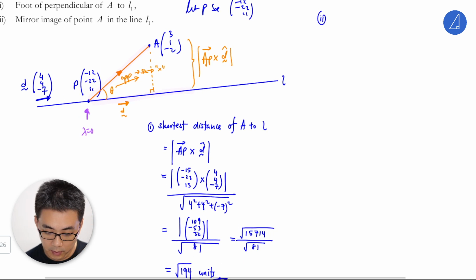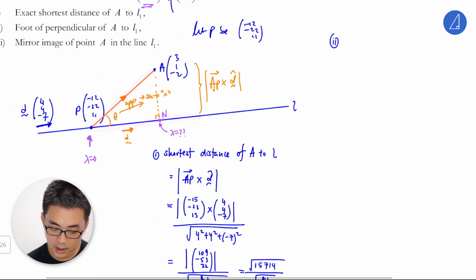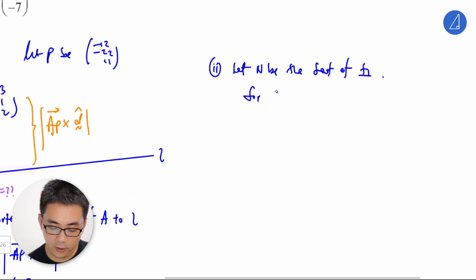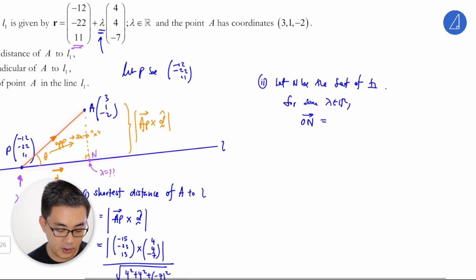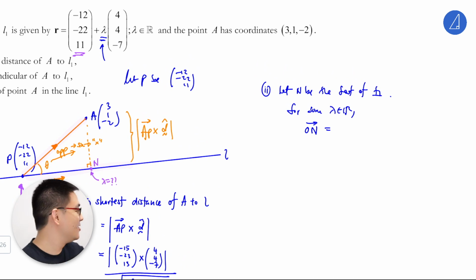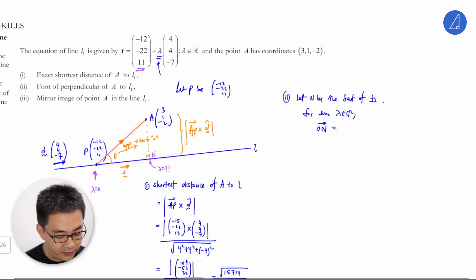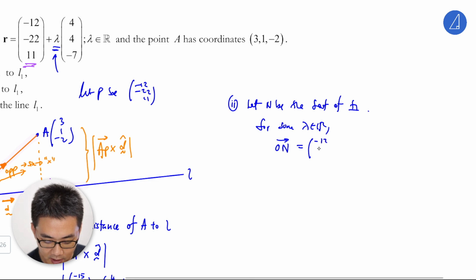For the perpendicular, we just need to find what is the lambda which corresponds to this point here. Let this be N. Let N be the foot of perpendicular. So essentially, this is the first step: for some real value lambda, ON will take the line equation. Understand why it takes the line equation, because it's on the line, and you want to find the housing address which corresponds to this point here. That's the reason why we put for some lambda, for some housing address which corresponds to that foot of perpendicular.